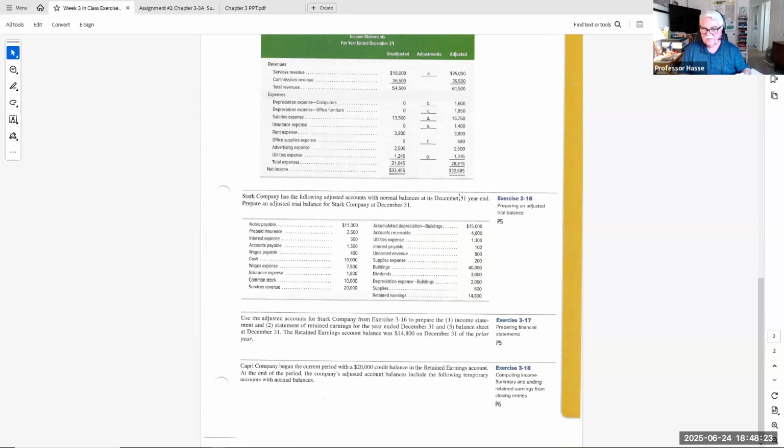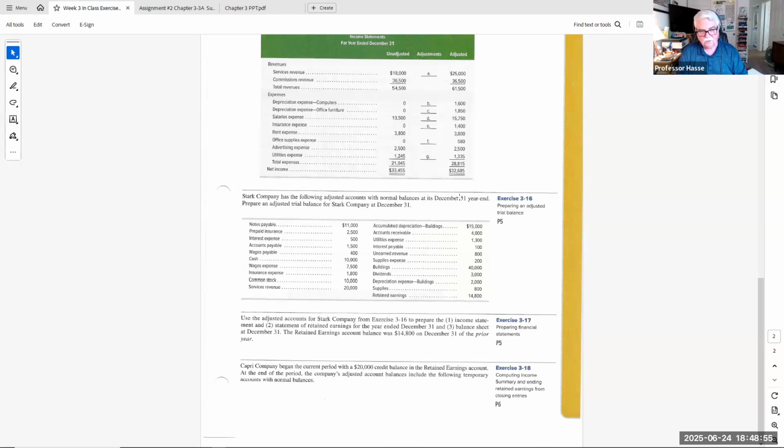We're creating an adjusted trial balance, taking the information given to us and knowing what these account balances should be. From that, we're going to take that adjusted trial balance and prepare the financial statements in exercise 3-17. So this is what I would like all of you to do in the next 10 to 15 minutes. If you don't want to do it, you don't have to, but this is good practice.